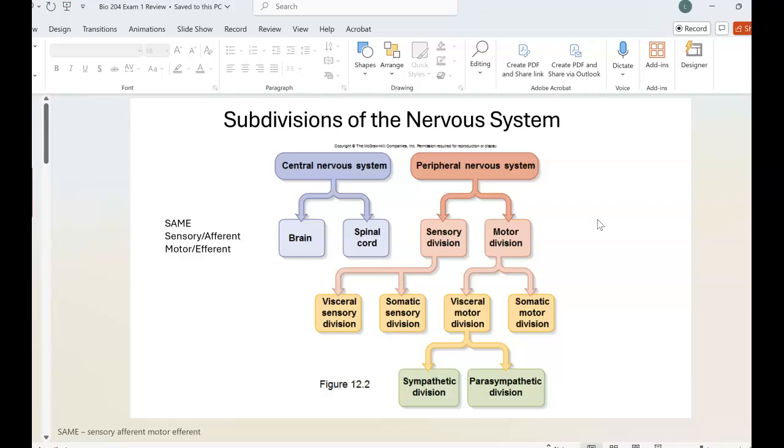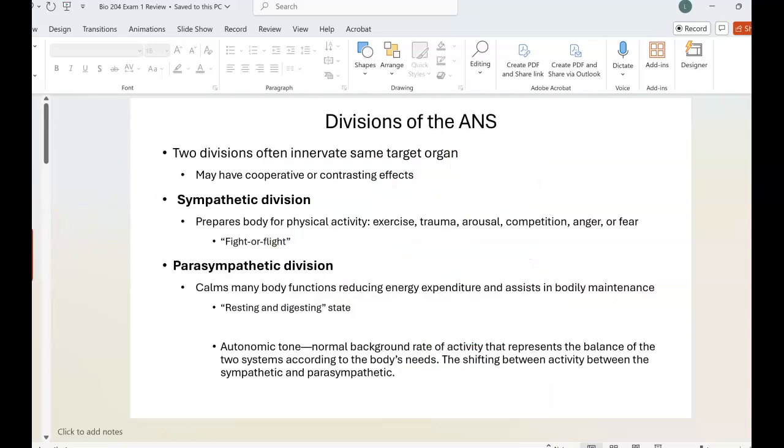Now, if you remember, the other name for visceral motor division is called the autonomic nervous system. And we divide up the autonomic nervous system into the sympathetic division, also called the fight or flight division, and then the parasympathetic division, which is rest and digest. So most places in the body are going to be innervated by both the sympathetic and parasympathetic division.